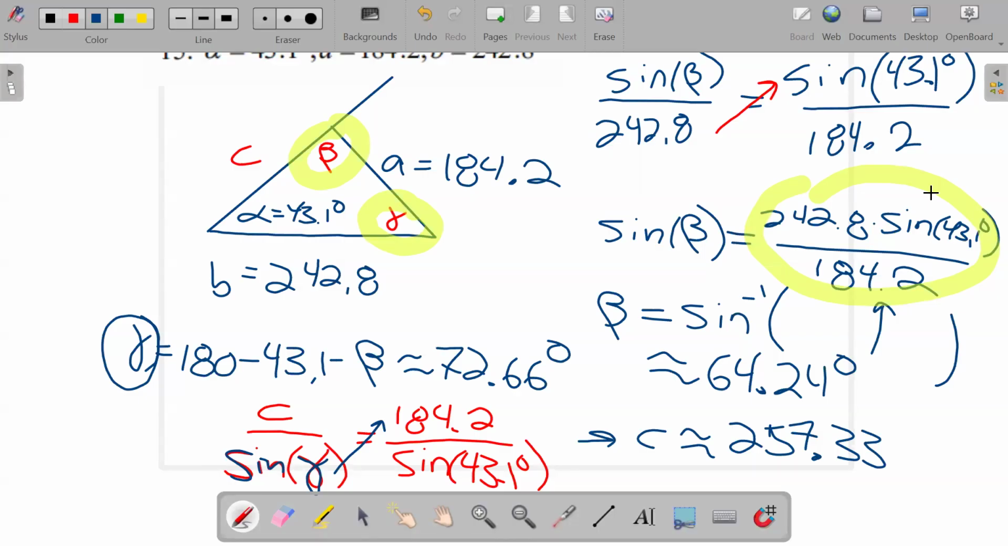All right, am I done? I don't know. I think I've got all the missing pieces here, but could this be one of those cases where there's more than one answer? It could be. I still don't understand. When can there be another answer?